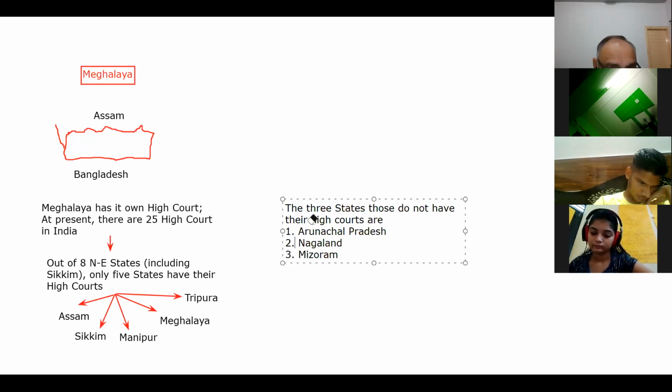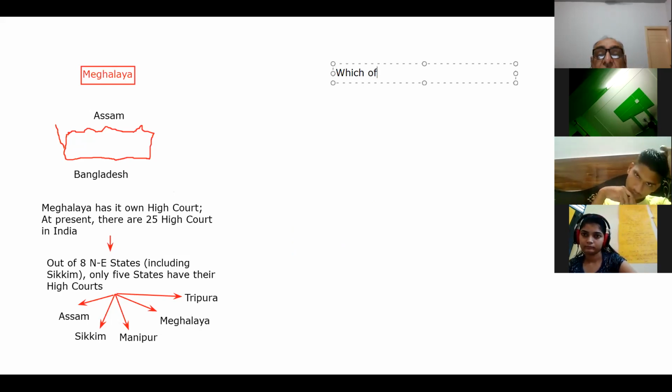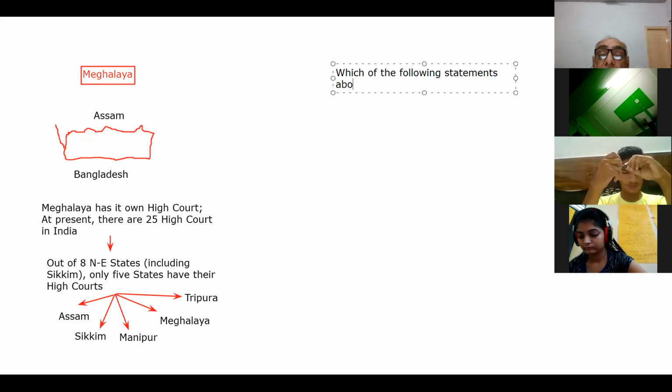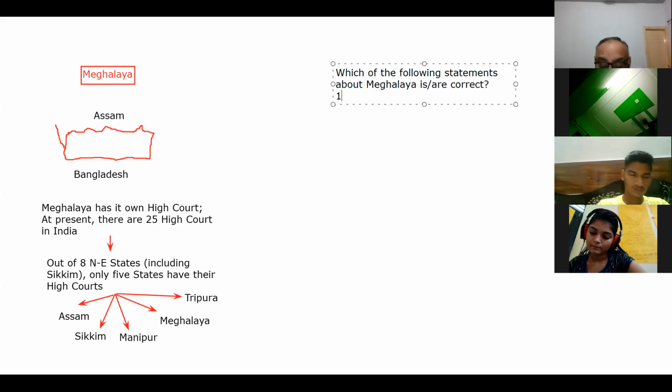So this is an important fact. You should bear this in mind for your examination purpose, right? So UPSC or PPSC can ask this question: which of the following statements about Meghalaya are correct? Right? So the statements can be asked.